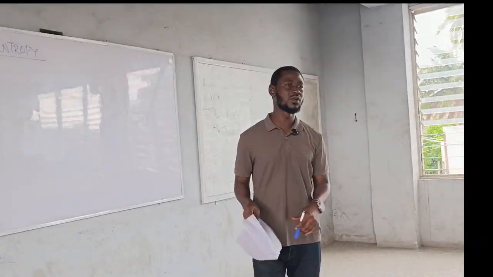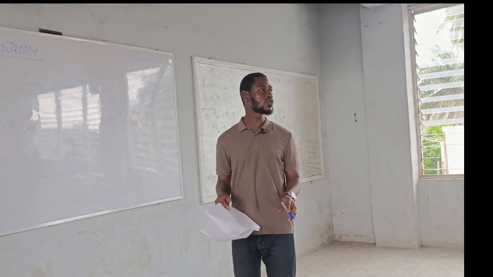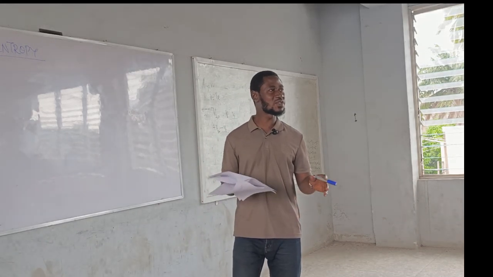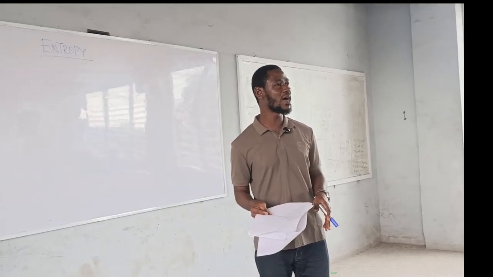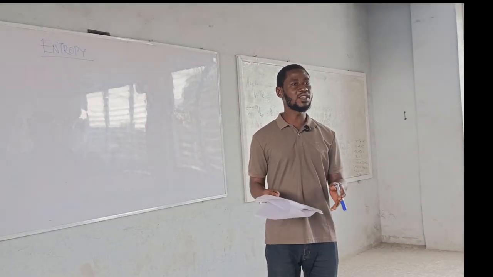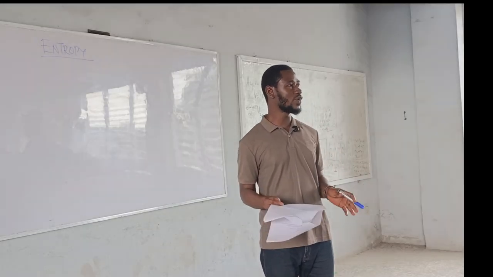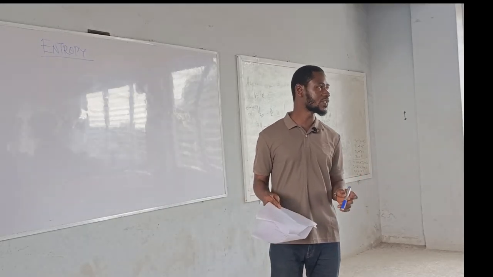Now, entropy change occurs in about 8 different processes. The first ones are some of the things that we have learned so far. We have learned about isothermal, isochoric, isobaric, adiabatic, polytropic, and so on and so forth. So we are starting with the isothermal process.